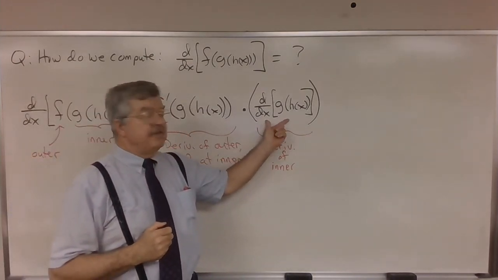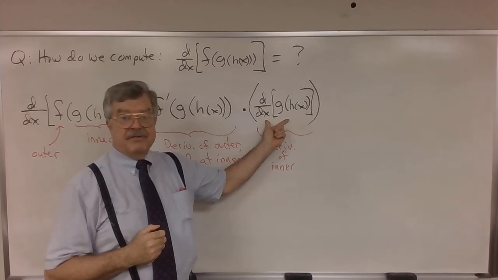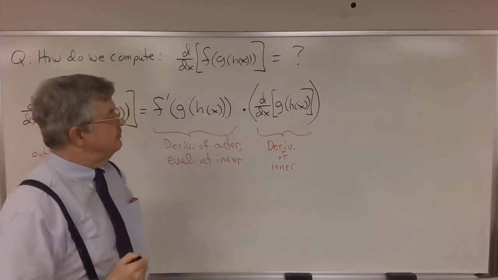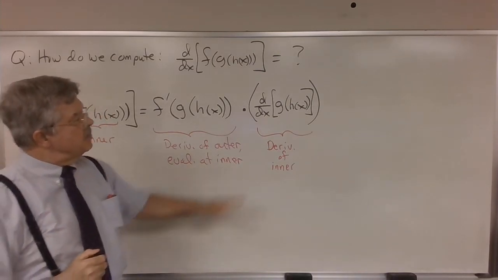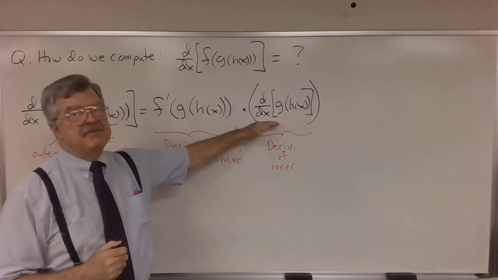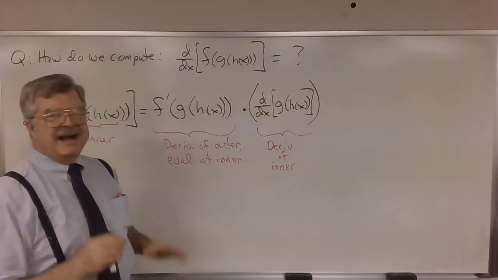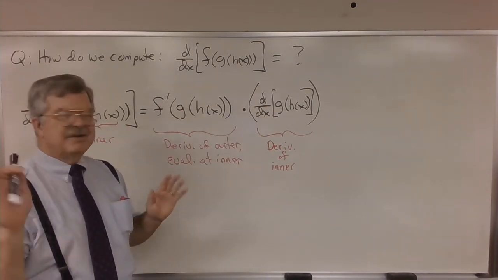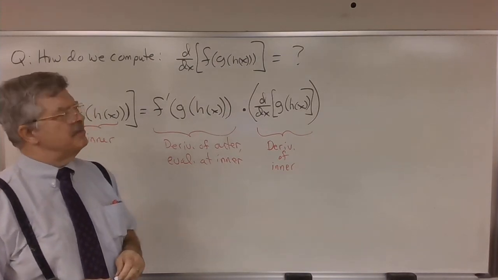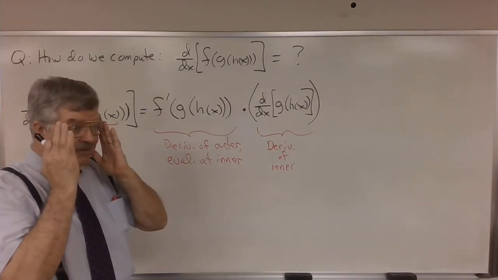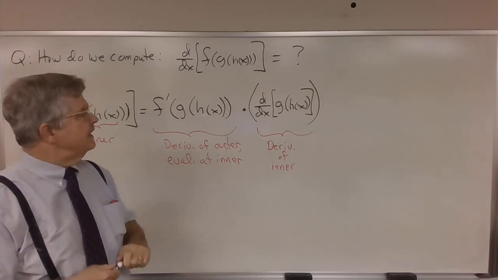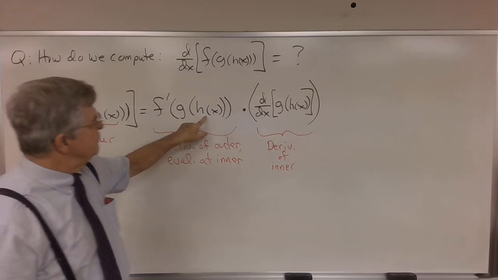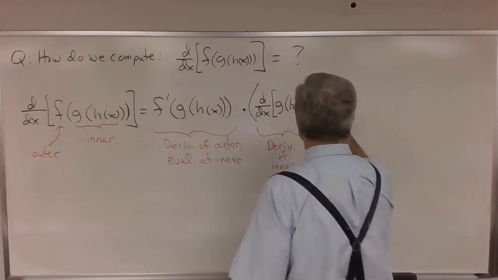Now, technically, this is the derivative of the inner function. We just haven't computed explicitly what it is yet. And I'm going to wait until the next step before I do that. I just hate to use two rules at once. I get all confused and I forget where I am in the process, so I try to do one thing at a time if I can. So I have f prime evaluated at g of h of x.